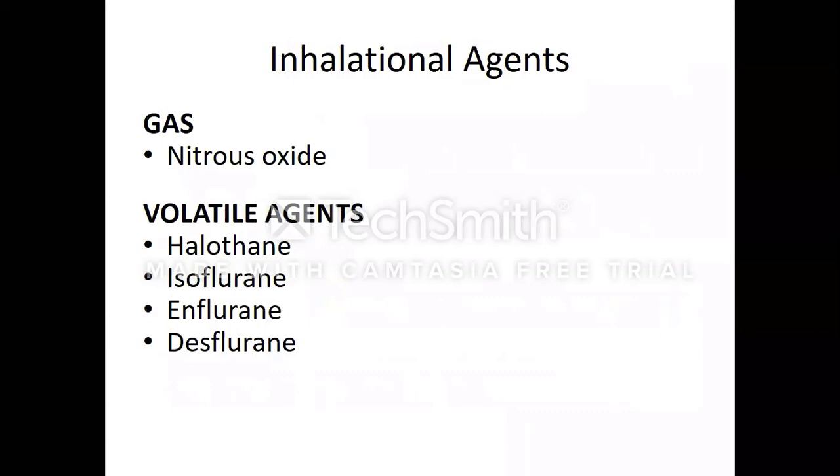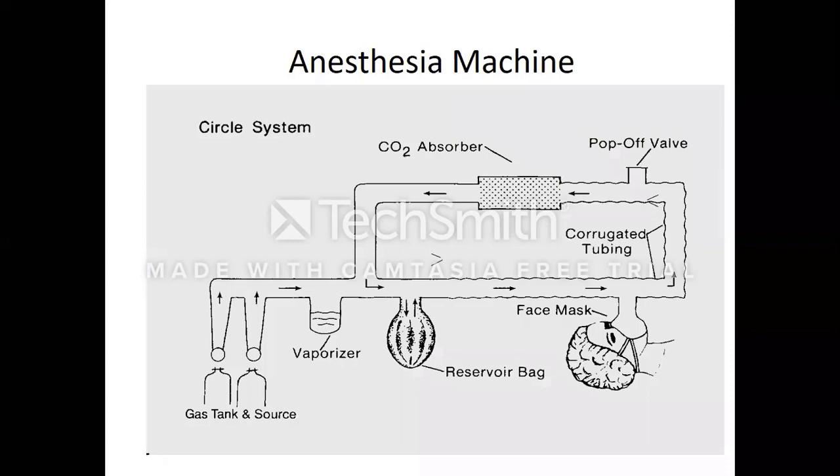Let's talk now about the first category of anesthetic, and that is the inhalation agent, or the inhalational general anesthetic. We have seen there are two broad categories. Those which are in gaseous state are nitrous oxide, and volatile agents include halothane, isoflurane, enflurane, and desflurane. So these are all volatile agents. Nitrous oxide is gaseous in nature. Diethyl ether was used, but now it is banned.